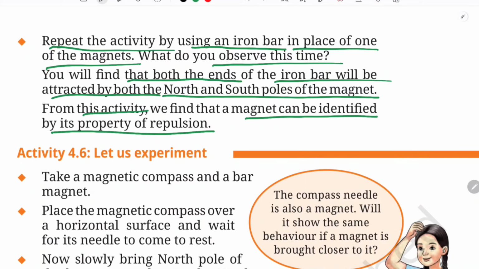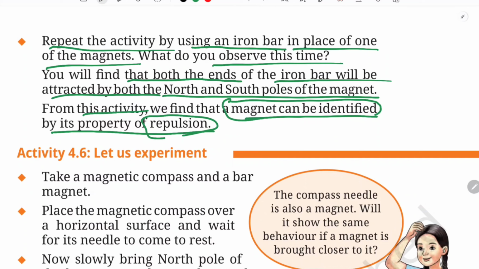So now, in place of one magnet bar, you will replace it with an iron bar. At that time, what will happen? Even if you bring like poles or unlike poles, what you will find is that the iron bar will always be attracted by both the north pole as well as the south pole. So from this activity, what can we conclude? We can identify a magnet by its property of repulsion.